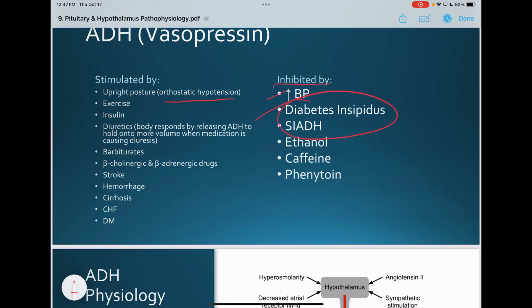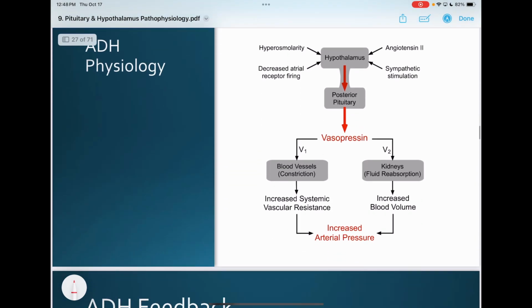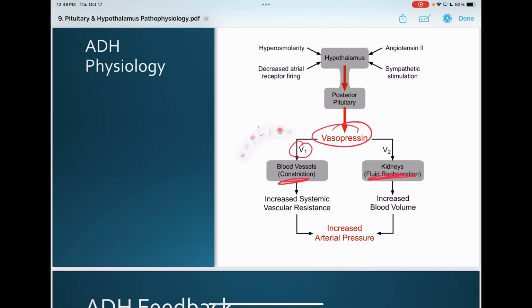That's why I said before, when you're studying the hormones, what effect does having too much of this hormone have? What effect does too little hormone have? Remember, with vasopressin or ADH, there are two types and two receptors for vasopressin. V1 is in our blood vessels, and they cause constriction. They're going to cause our blood pressure to go up. The other, V2, is in the kidneys.